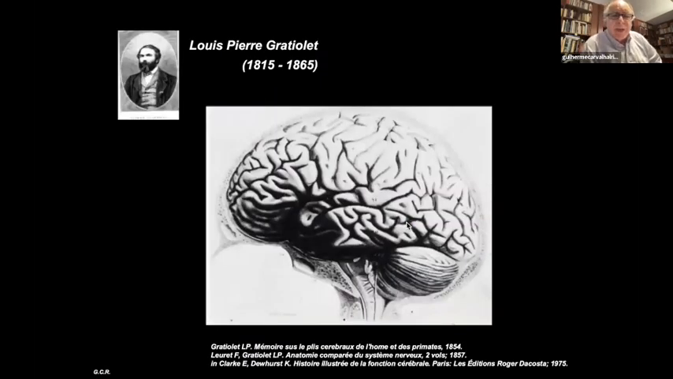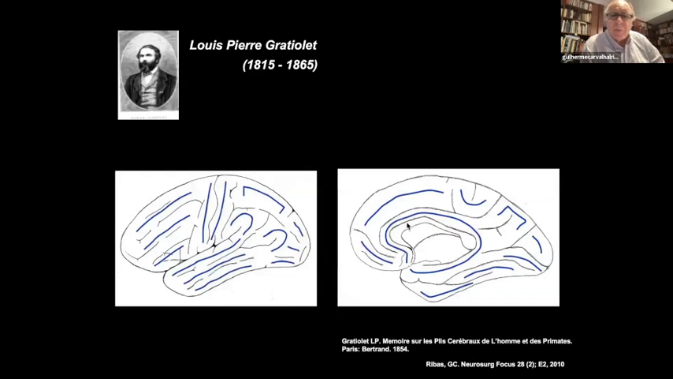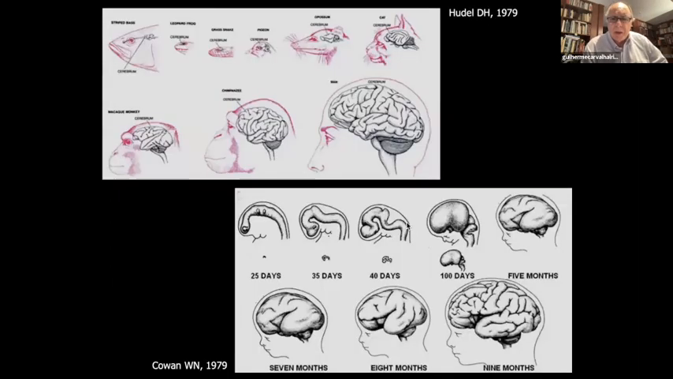Now, we have to understand this anatomy. And number one, historically, it is very interesting that the organization of the brain sulci and gyri was described only 160 years ago by Louis-Pierre Gratiolet, the way we know it today. And we're going to be talking briefly about this also along our lecture.